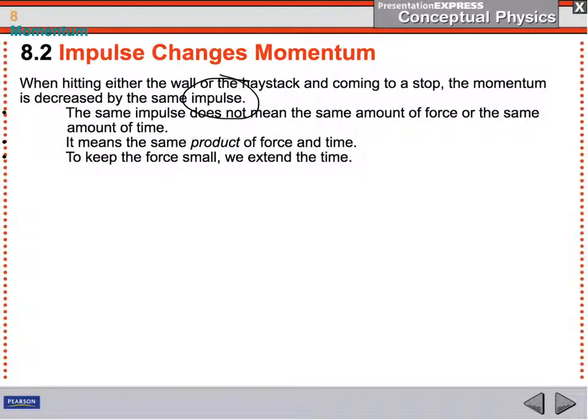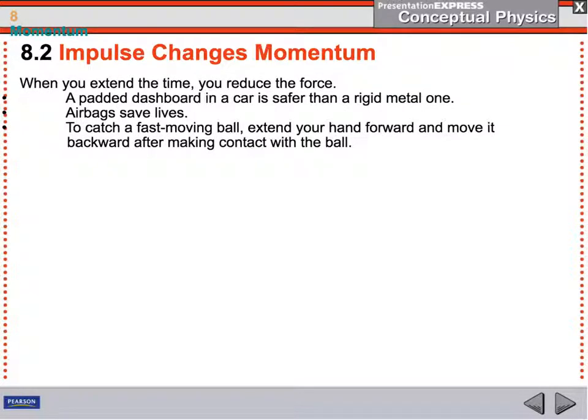No matter whether you hit the haystack or the brick wall, you would get the same impulse. The final number that you multiply together, the force and time, would be the same no matter which one. But here's where you want to know: do I want a large force in small time, or do I want a small force in a large time? When you extend the time, you reduce the force.